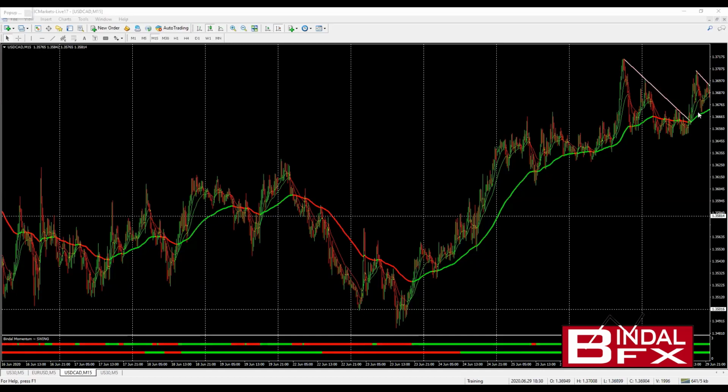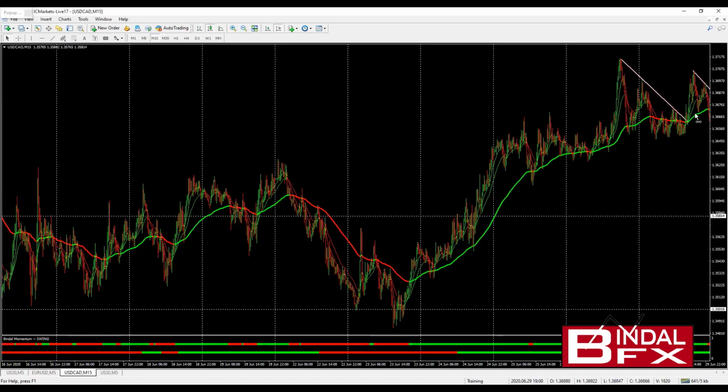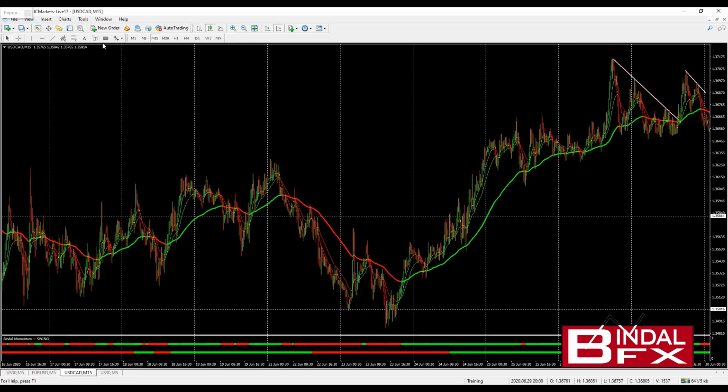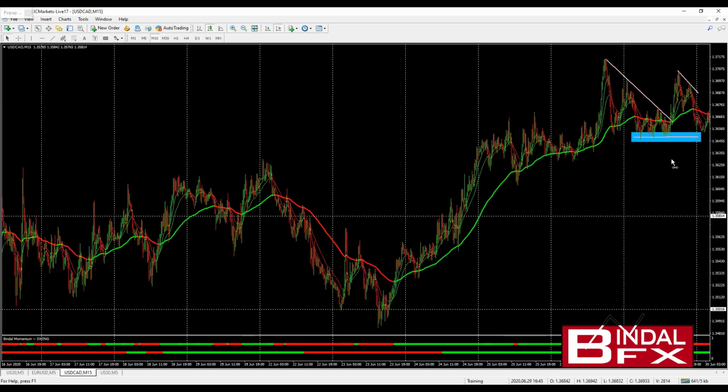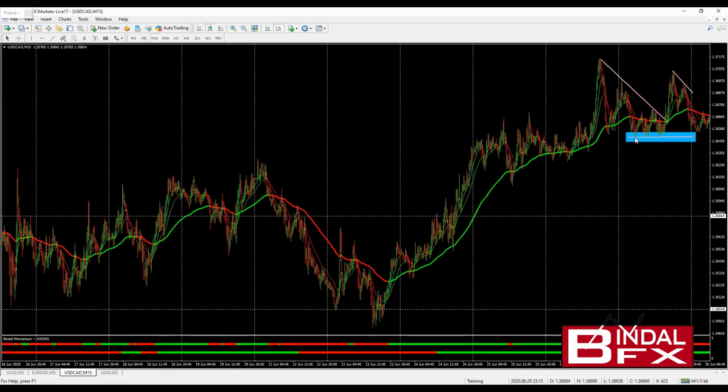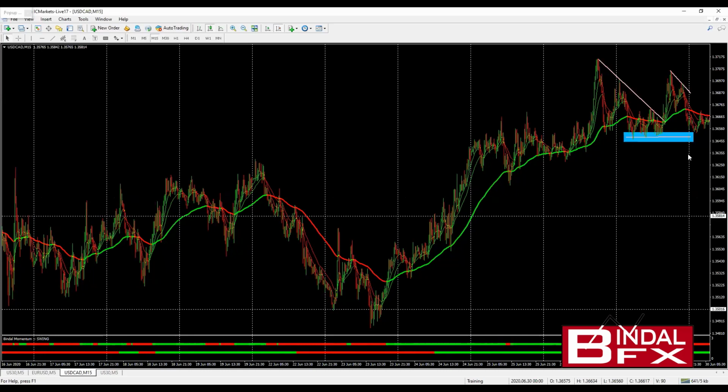So price is developing. You're still not looking at shorts. This is your last low. Okay. Low is not taken out. Price is still developing. Low is not taken out. There's no lower low in place.